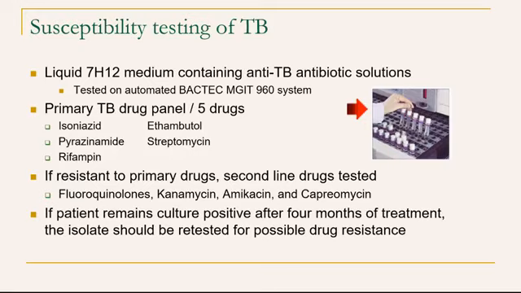The second-line drugs include the fluoroquinolones, kanamycin, amikacin, and capreomycin. If a patient remains culture positive after 4 months of what is considered to be ongoing therapy, you need to really question if something was missed in the initial testing of this isolate, or if possibly the patient wasn't as compliant in taking their drug as once thought. Because if the patient is still positive after 4 months, you need to reculture the patient, and you should really be concerned about possible drug resistance.